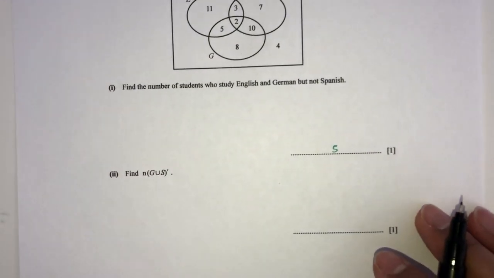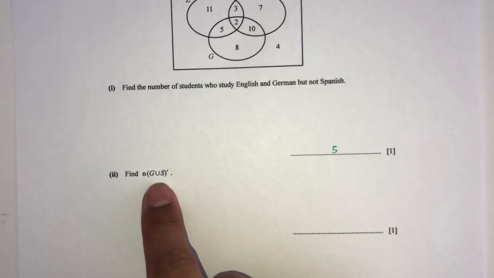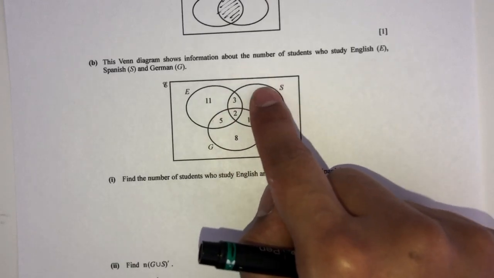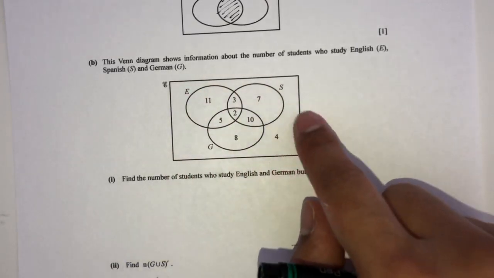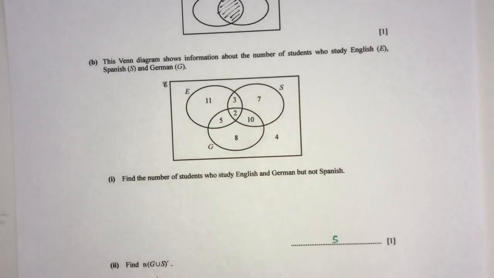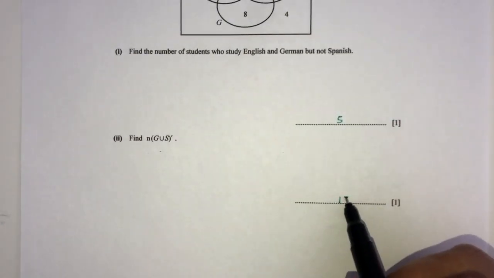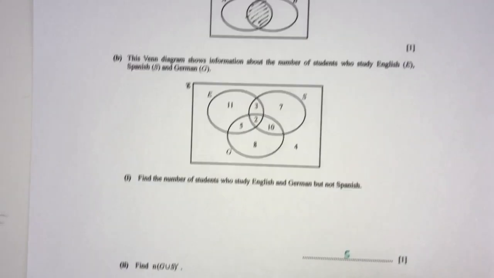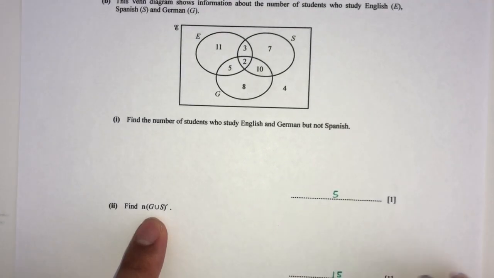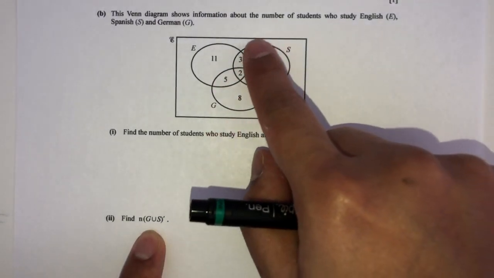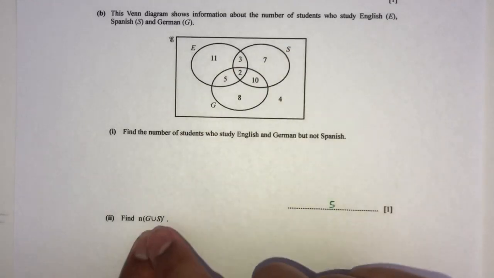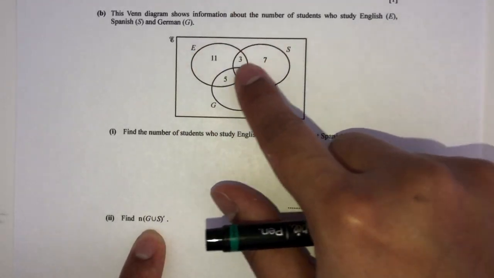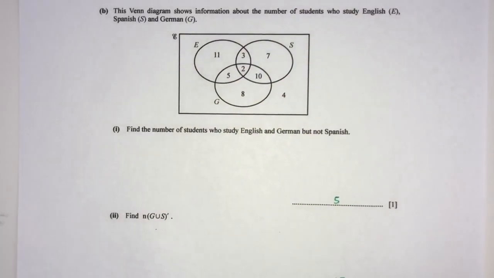Now for the last one, we have the number of G union S prime. So G union S prime will be outside of that, will be 11, and 4, that should be 15, right? If that makes sense. If you shade the sets, you will understand what's happening. So we have G, the whole thing, union S, we have these two completely. Prime means outside of that, so outside of that will be everything else except those ones. So this and this, that will be 50.